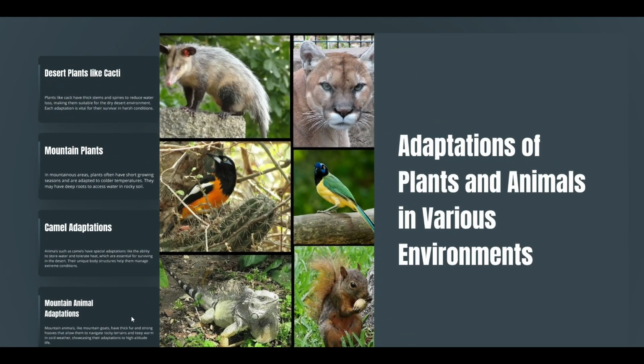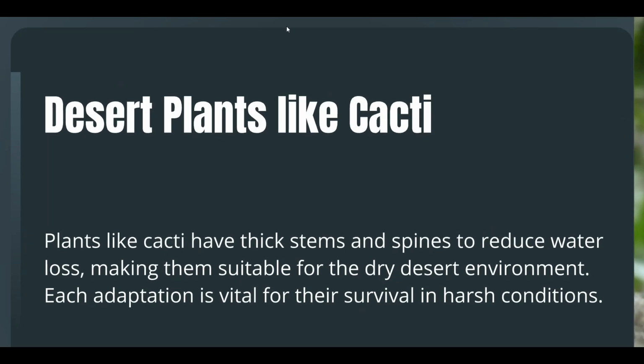Now coming to the adaptations of plants and animals in various environments. So these are desert plants like cacti. Desert plants like cactus have thick stems and spines to reduce water loss, making them suitable for the dry desert environment. To reduce the loss of water, they have thick stems and spines. This adaptation is vital for their survival in harsh environments like desert regions.